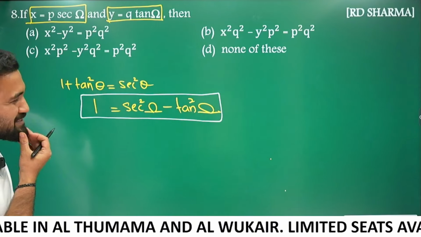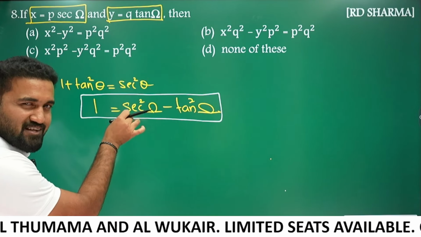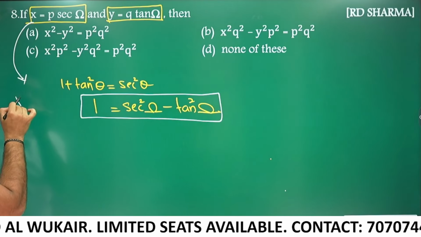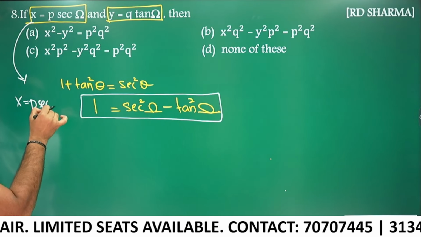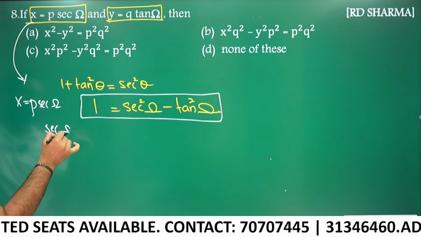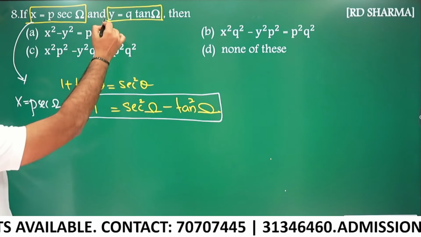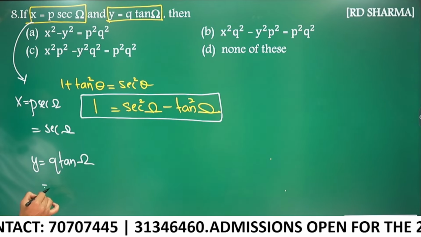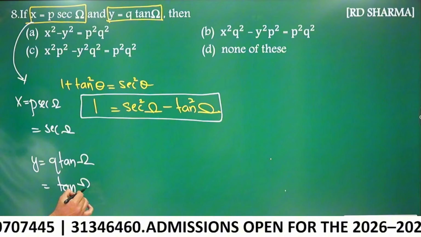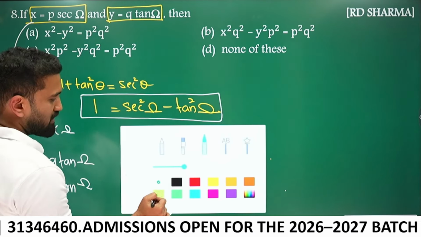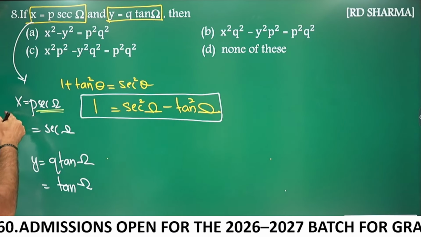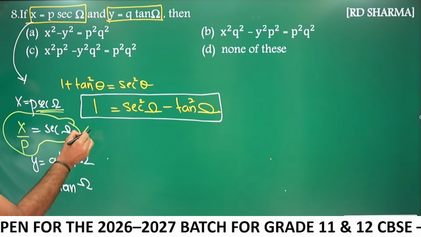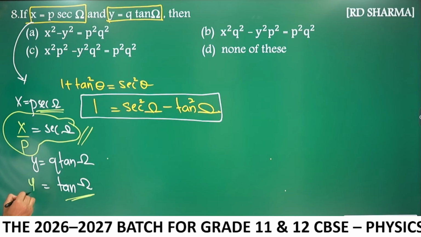But the problem is that you need to know the value of sec and tan from the given condition. Guys, tell me, if x is equal to p sec O, then what is the value of sec O? Question number 1. If the value of y is q tan O, then what is the value of tan O? You can say that sec O will be, take this p down, therefore x by p. X by p is the value of sec O. What is the value of tan O? Y by q.